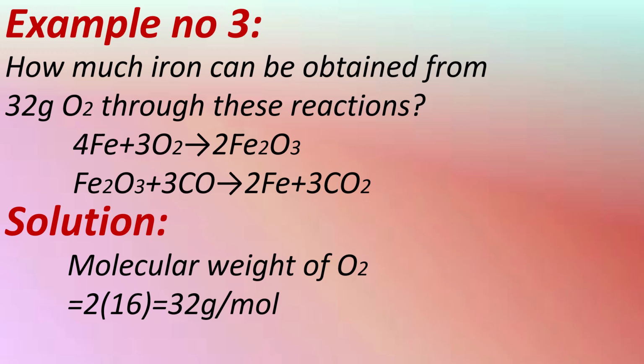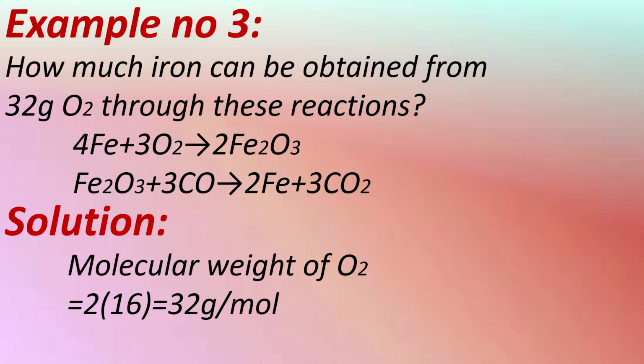4 Fe plus 3 O2 gives us 2 Fe2O3. Fe2O3 plus 3 CO gives us 2 Fe plus 3 CO2. So these are the two reactions. The question is very tough, but the answer is very clear. 32 grams of oxygen is given and we have to find the iron obtained, that is the product in the second reaction, iron in metallic form.